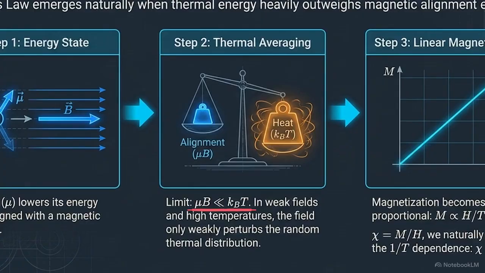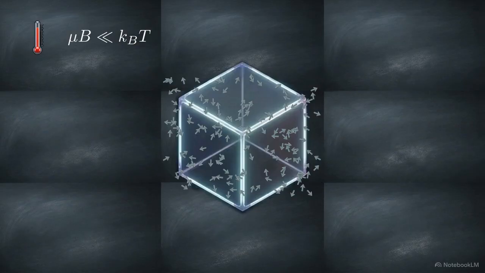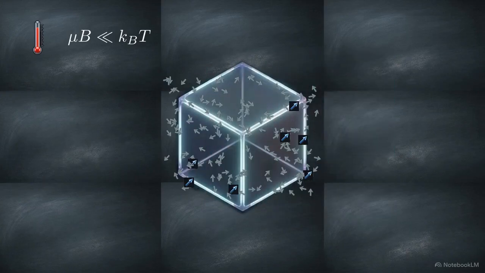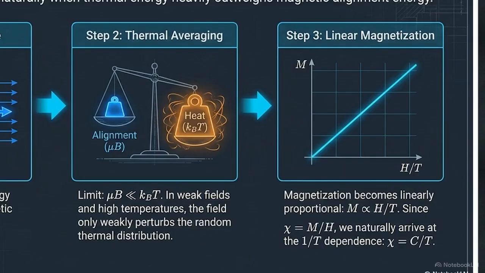As shown on this scale, we establish a condition where the randomizing thermal energy, the Boltzmann constant times temperature, heavily outweighs the magnetic alignment energy. Because the thermal energy is so overwhelmingly large, the external magnetic field can only slightly bias the population of atoms toward alignment. It lacks the power to completely overcome the random thermal distribution. As this third panel illustrates, when we scale this weak perturbation across millions of atoms, the total magnetization of the material becomes linearly proportional to the applied field divided by the temperature.